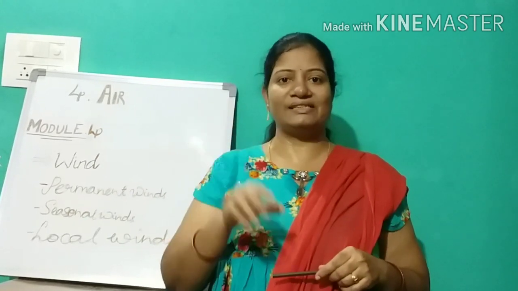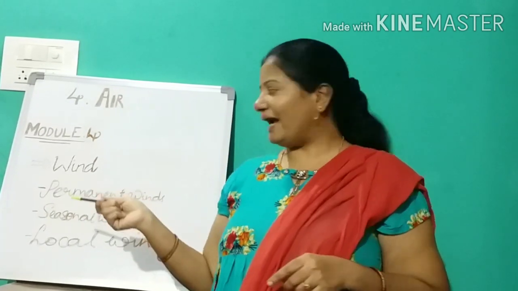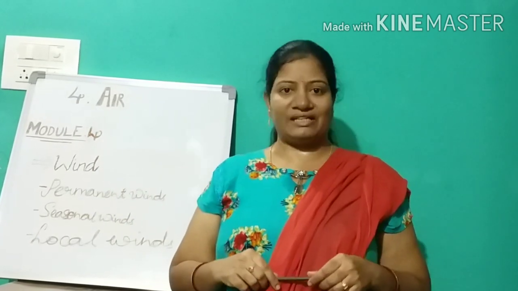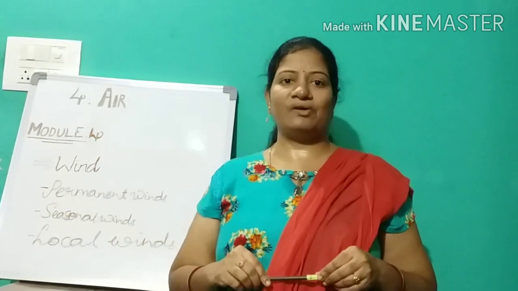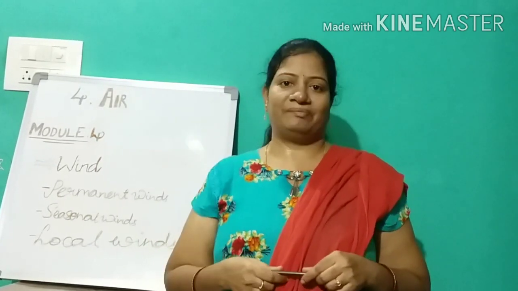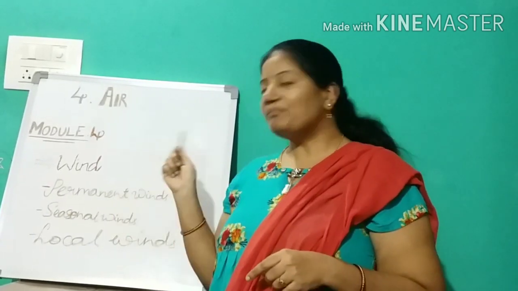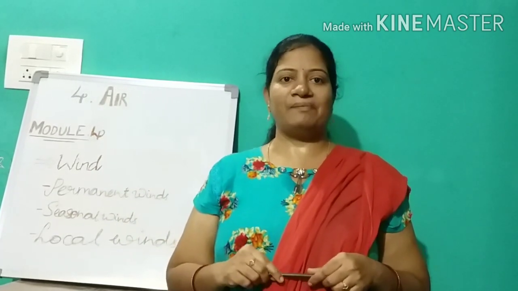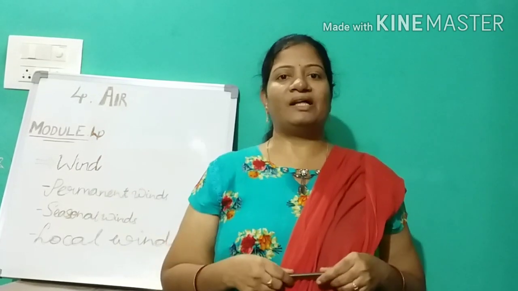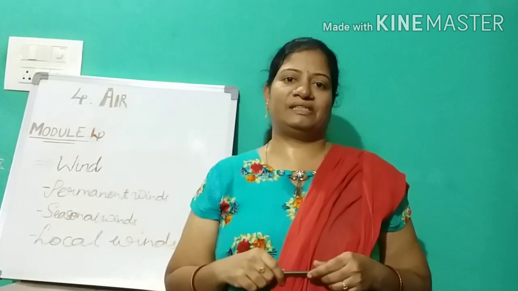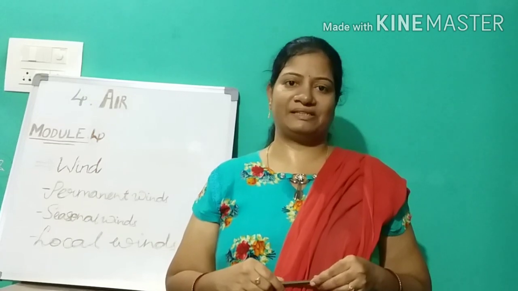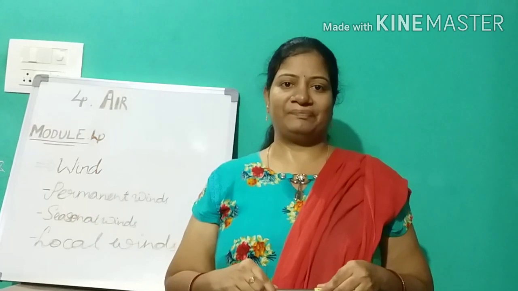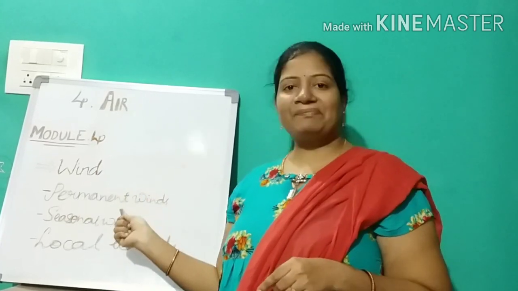On both sides, we have different types of winds, and those are trade winds. Next, coming to the westerlies. Westerlies are also one type of permanent wind. And next, coming to the polar winds in the polar areas, high pressure polar belts to low pressure belts. So those pressure belts are called polar belts. This is about the permanent winds.